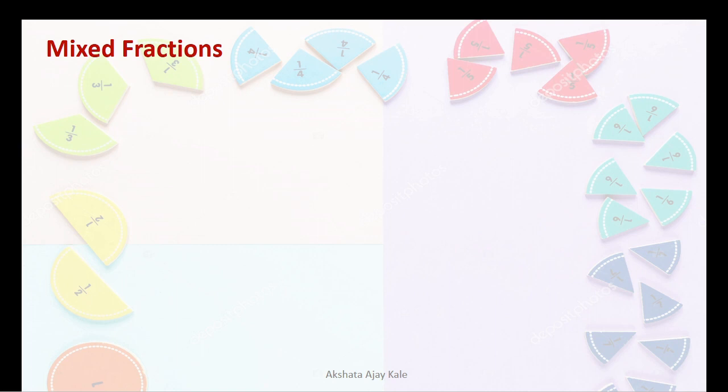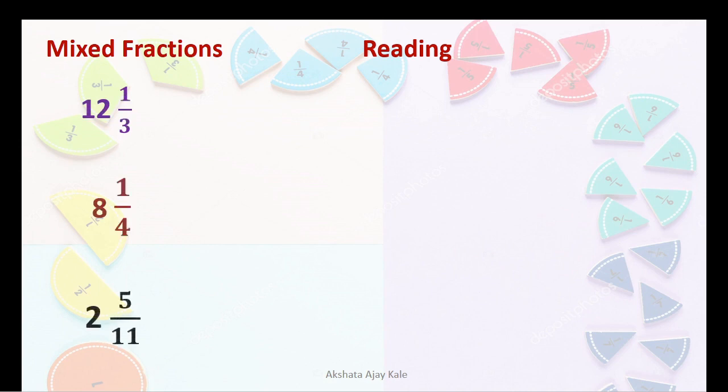Mixed fractions and reading. Here you can see 3 mixed fractions. We will try to read these given fractions. See, this is the first one, 12, that is the whole, isn't it? 12 and 1 upon 3. This is a fraction. 12 is whole, so 12, 1 upon 3. Second one is 8, and you know 1 upon 4 means a quarter, isn't it?